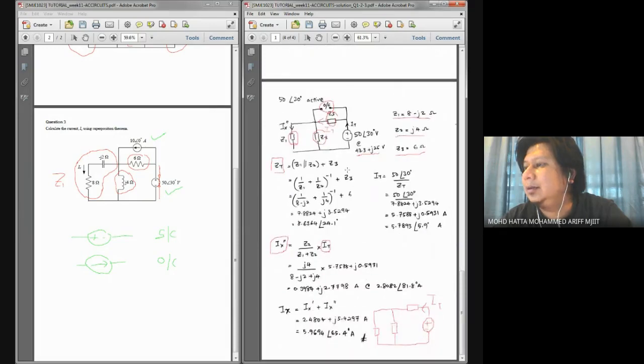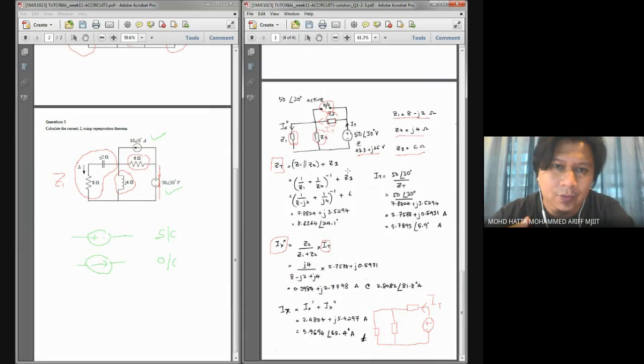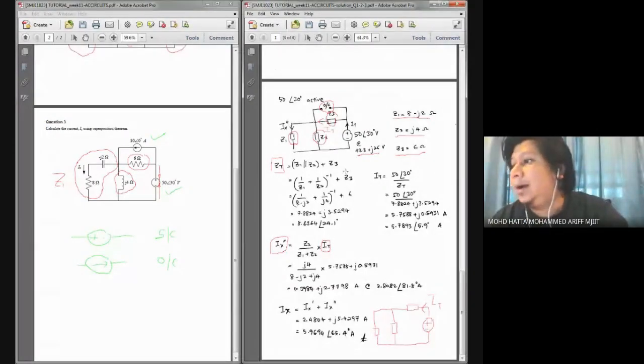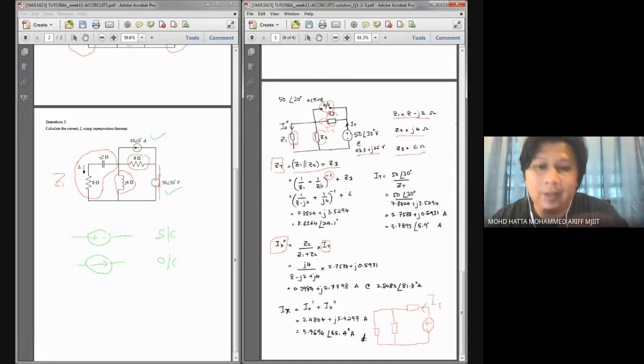Luckily, in this question, it's the same as what we found in our first solution. But maybe in your question, the value of your impedance may be slightly different. All right, now we know our Z total. To solve the parallel connection, I use the inverse of 1 over Z1 plus 1 over Z2, and then I invert it, and later combine it with my Z3 because it is connected in series.